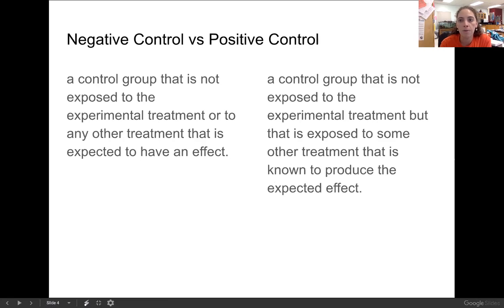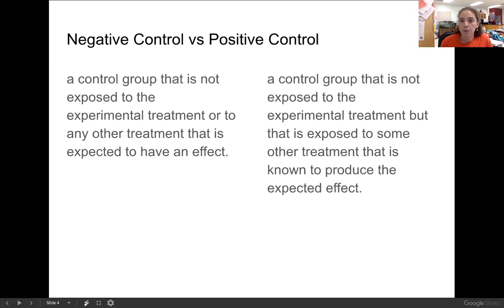Next, and for some of you, this may be new. This is not something we usually talk about, at least in pre-AP biology. There are different types of control groups. Negative control is what we usually think of or we're referring to when we talk about a control group. This is the group that's not exposed to the experimental treatment or any other treatment that's expected to have an effect. So our rats with water, they would be specifically a negative control. In the rat experiment yesterday, there was only a negative control.